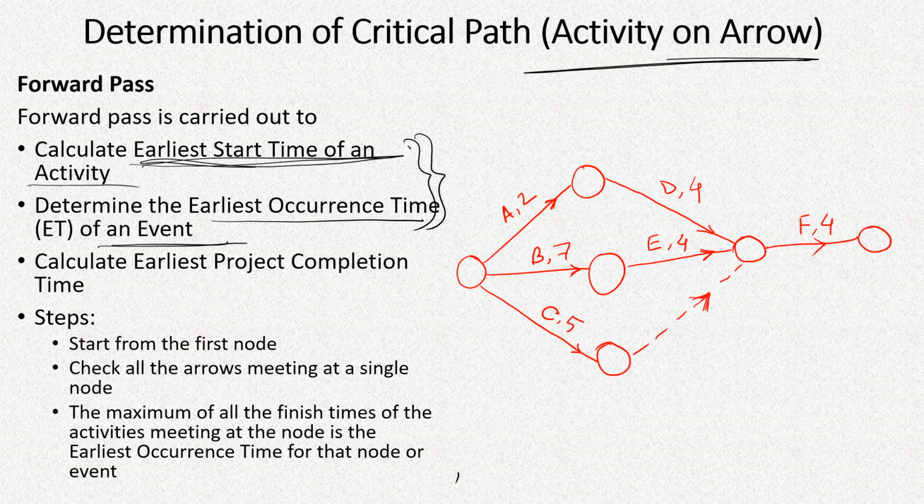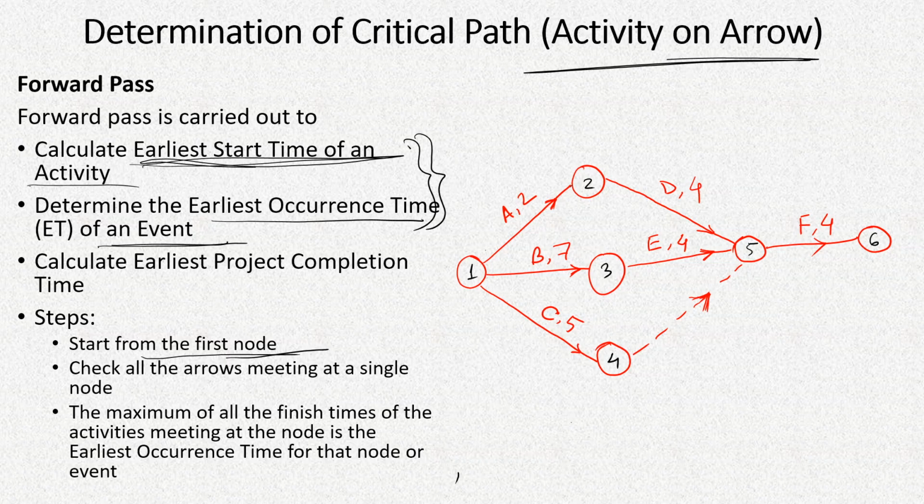So we'll carry out a process called the forward pass, and so the steps are, we'll start from the first node. That means we'll have to start from node 1. You can give numbers to these nodes, but if you don't feel the need, it can be completely skipped. So we'll start from the first node and we'll have to check all the arrows meeting at a single node. That means if we go to node 2, then there is only one arrow meeting at this node, so we don't have to worry.